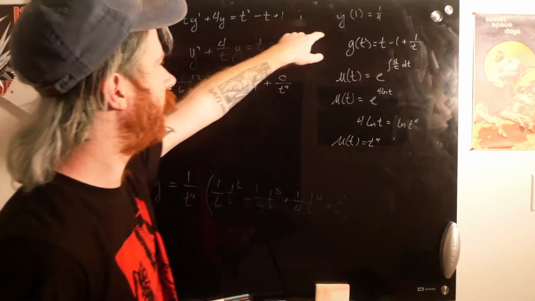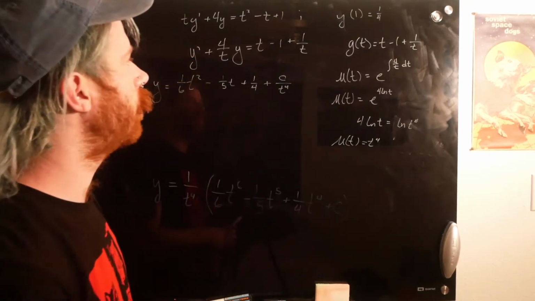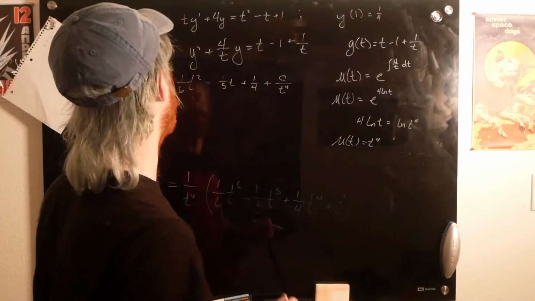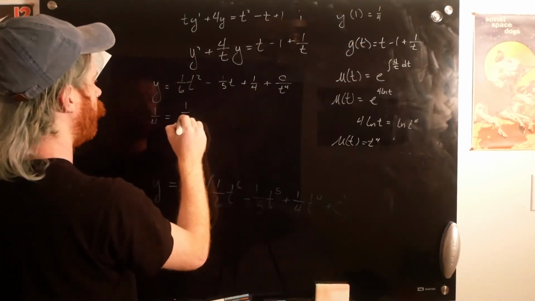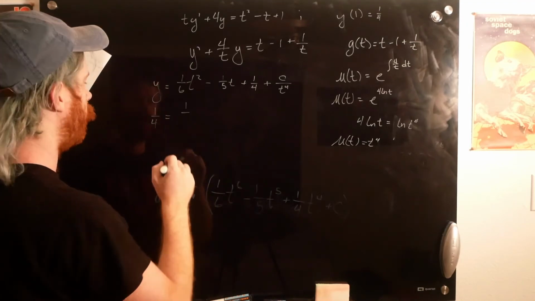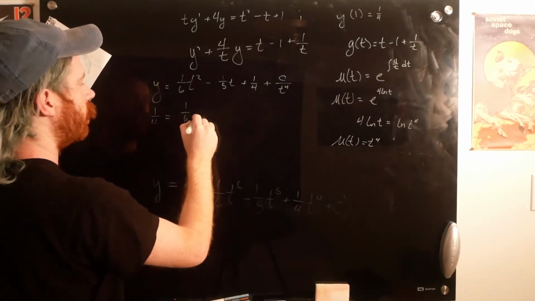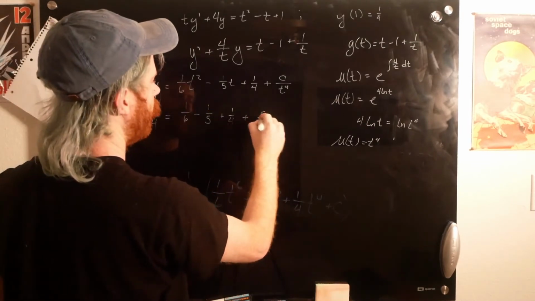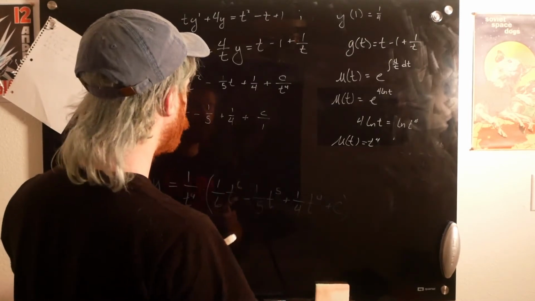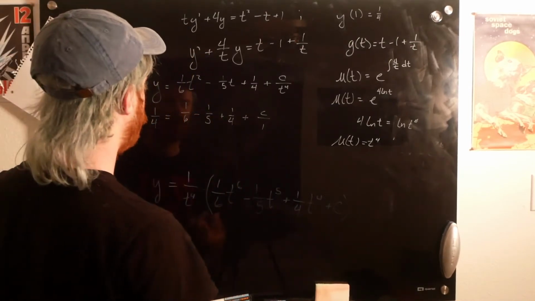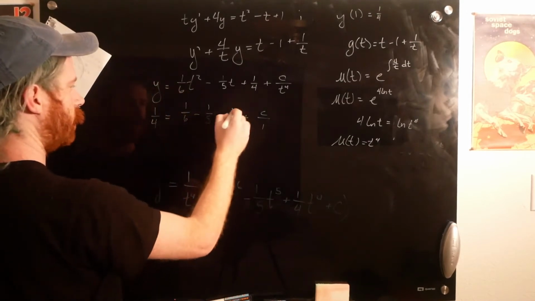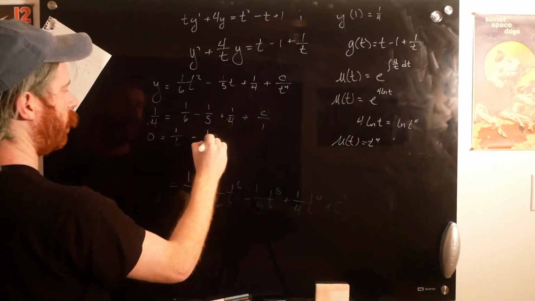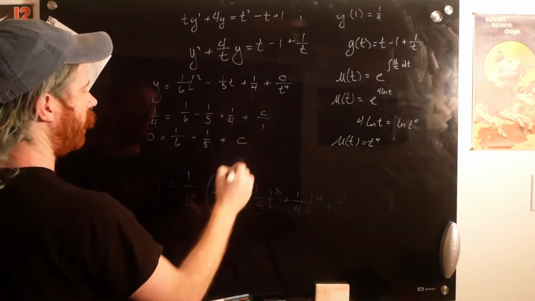Now this is when we look at our initial value. We have y of 1 equals 1 over 4. So y equals 1 over 4, t equals 1. So this is going to be 1 over 6 minus 1 over 5 plus 1 over 4 plus c over 1. The 1 over 4's cancel. So yeah, these go away. You're left with 0 equals 1 over 6 minus 1 over 5 plus c.